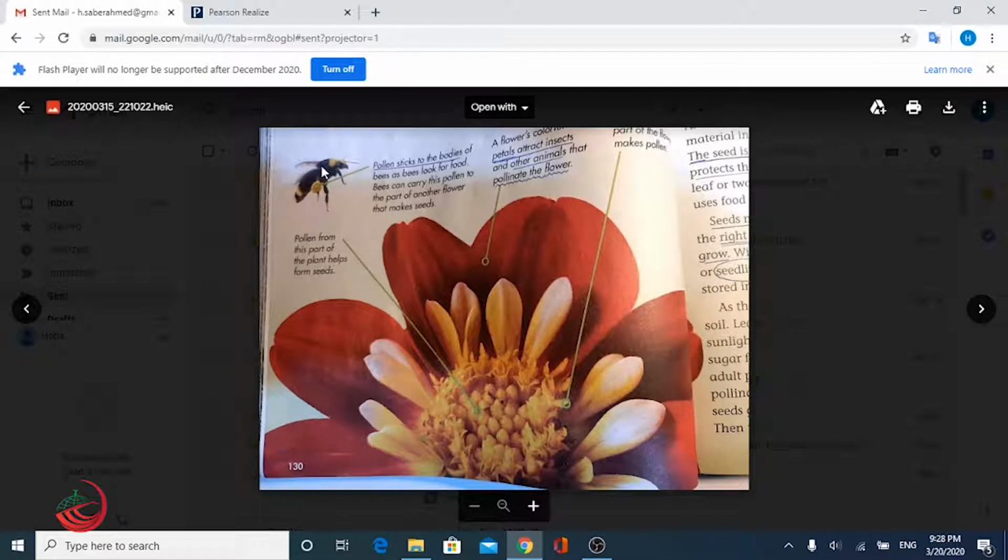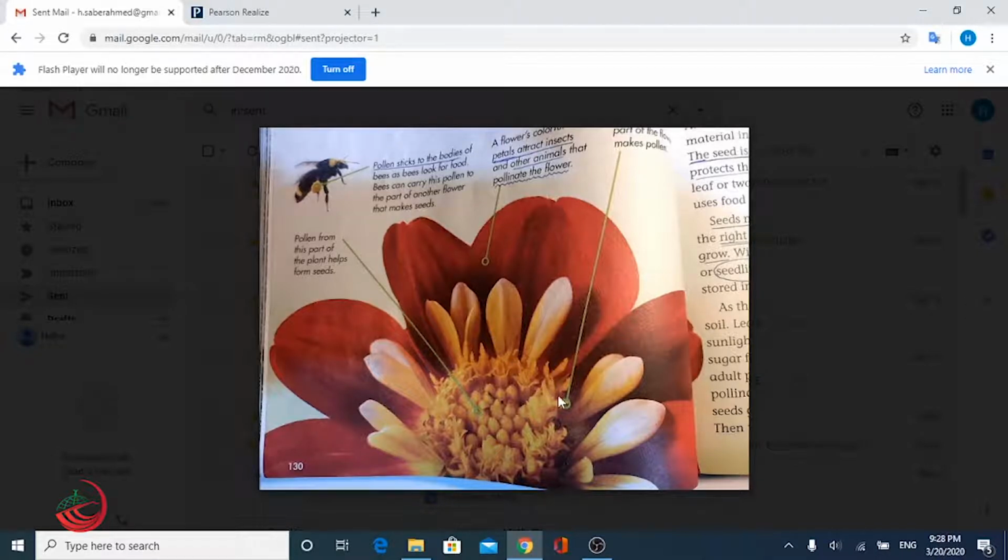All right, and when an insect or an animal comes to this part of the flower to find food, now the pollen sticks to its body, and it can now pollinate this part of the same flower, or it can pollinate other flowers, or maybe it can fly to distant gardens and pollinate more flowers. Pollinate means carry pollen to.